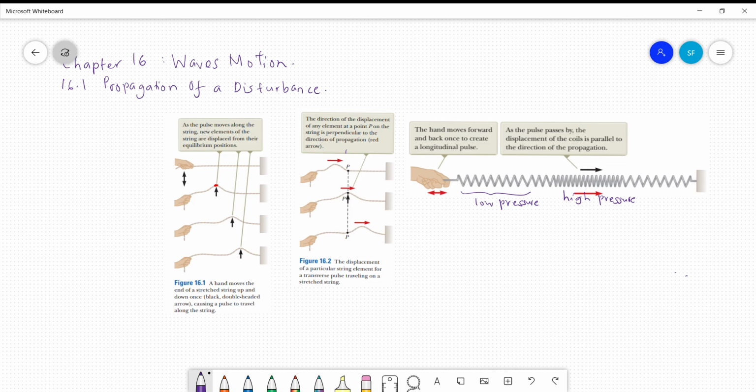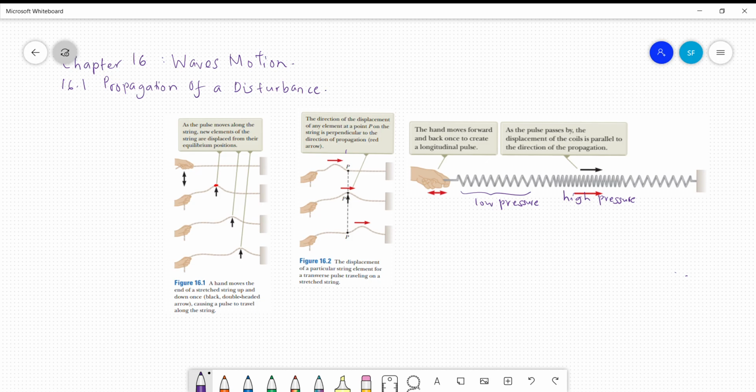Now, to name a few, we have many types of waves. We have light wave, sound wave, or even light from the sun. As it reaches the earth, it will be in the form of electromagnetic wave. So in this chapter, we are going to see the characteristics of waves.